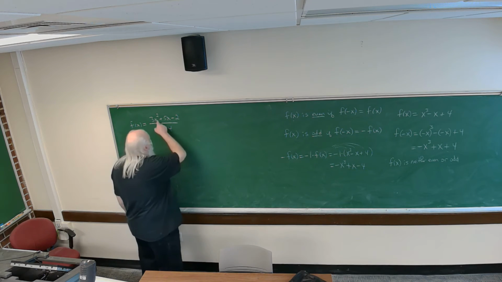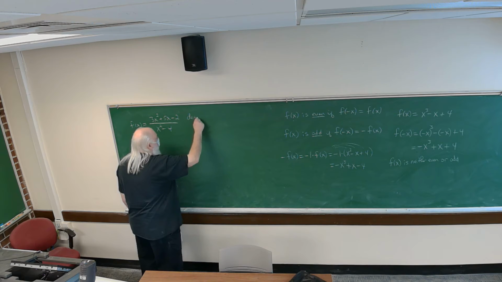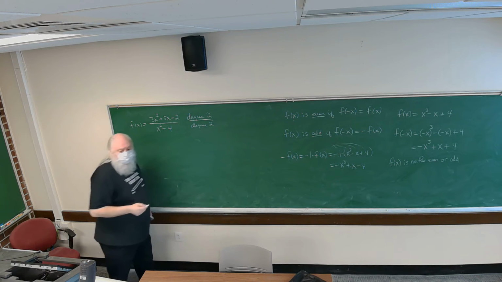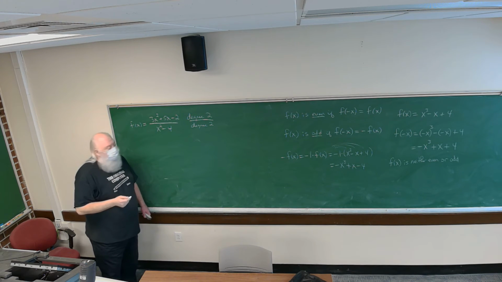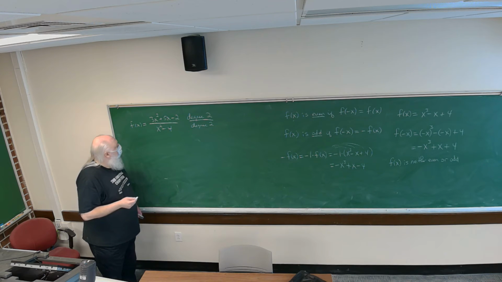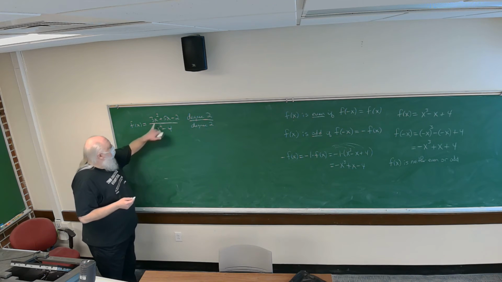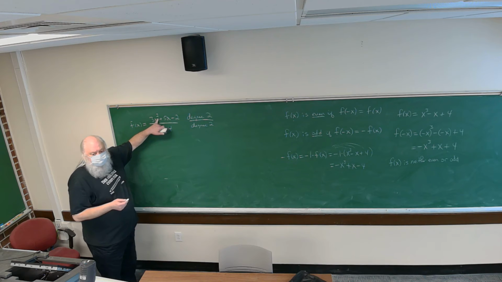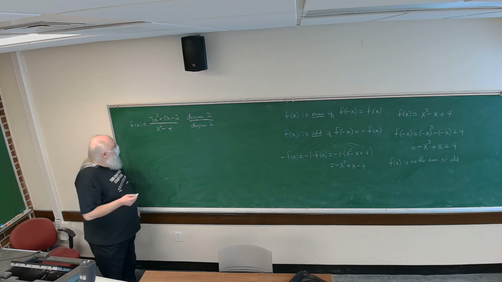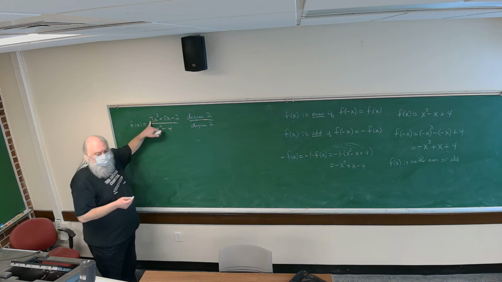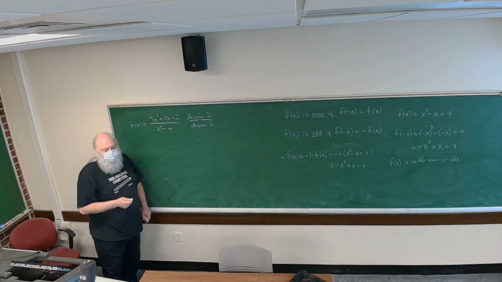The degree of the numerator is 2, and the degree of the denominator is 2. Wouldn't it be 3 on the top? What's that? The degree is determined by the largest power of x. And the largest power of x is 2. 3 is the leading coefficient. And 1 is the leading coefficient in the denominator.